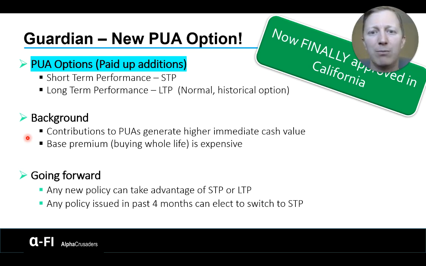Now it's not guaranteed, but they generally are investing in very safe investments that have slow and steady returns over time, and so it's a really good option to be aware of, and the pros and cons there. So going forward, any new policy can take advantage of the STP or LTP. This was true in all states except for California until recently. And then any policy issued in the past 4 months can actually elect to switch over to STP if you feel like you didn't know or you made the wrong decision and you want to switch it over, have more access to liquidity. I believe the opposite is true as well.